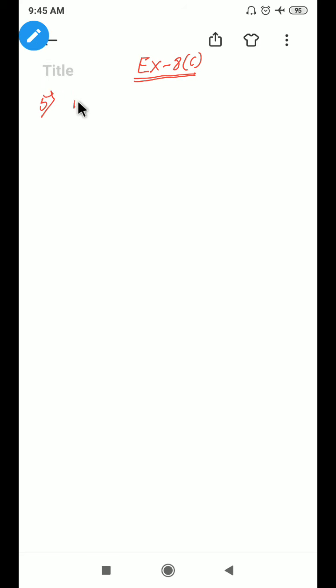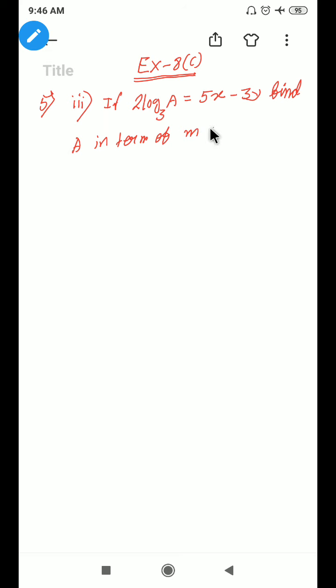Question number 5.3. Here it is given that 2 log a base 3 is equal to 5x minus 3y. Then find a in terms of m and n. So which things are given?